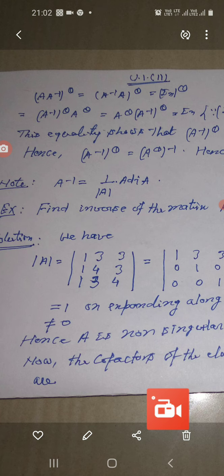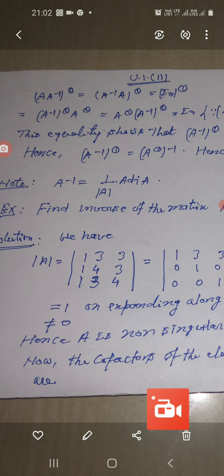This equality shows that A inverse theta is the inverse of the matrix A theta. Hence (A inverse) theta is equal to (A theta) inverse, and hence we have proved the theorem.